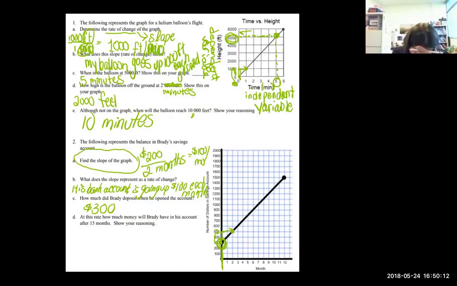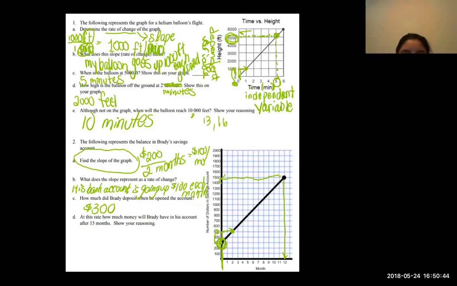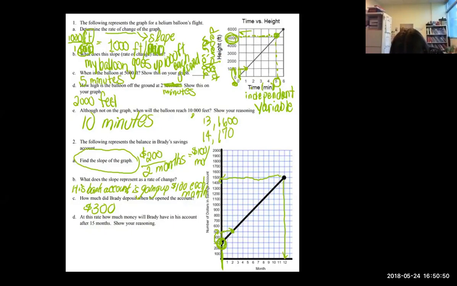Wonderful. And it says, at this rate, how much money will Brady have in his account after 15 months? Right now we're only up to 12 months. And how much did you tell me it was going up each month? 100. So at 12 months, we've got $1,500. So where would I be at 13 months? $1,600. And at 14 months? $1,700. So how about at 15 months? $1,800. Brilliant.